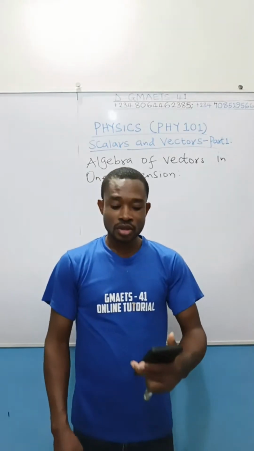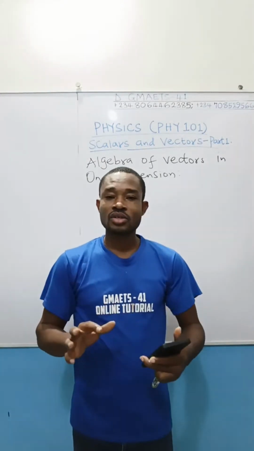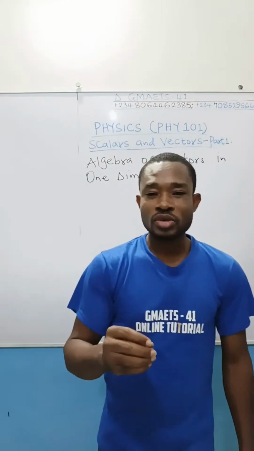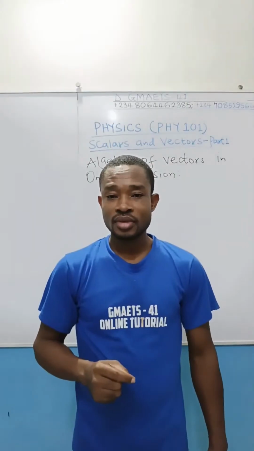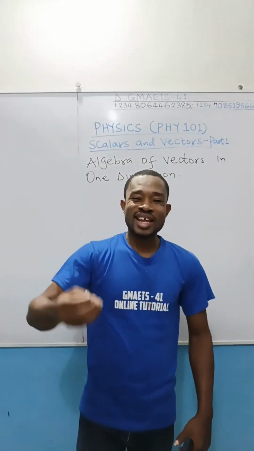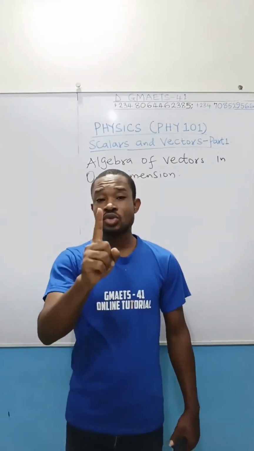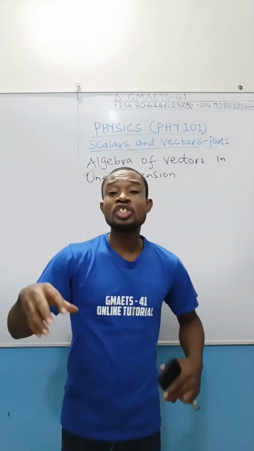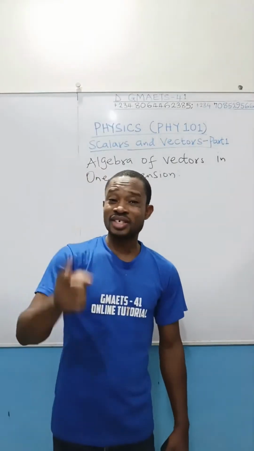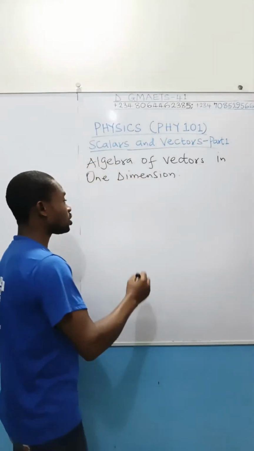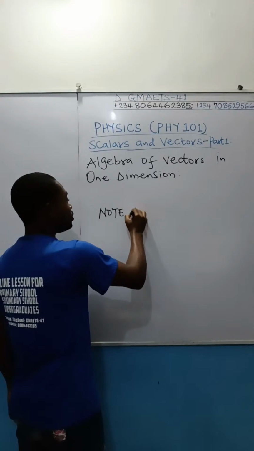And what you do is to take the algebraic sum, like I said. Algebraic sum would have to respect the signs. Whenever you are dealing with vectors, you have to select what is called sign conventions. And I'm going to tell you the one we are going to adopt in GMAETS 41. We are going to use what I refer to as standard sign conventions, respecting our graph. So before we solve any question, I want you to note the following.